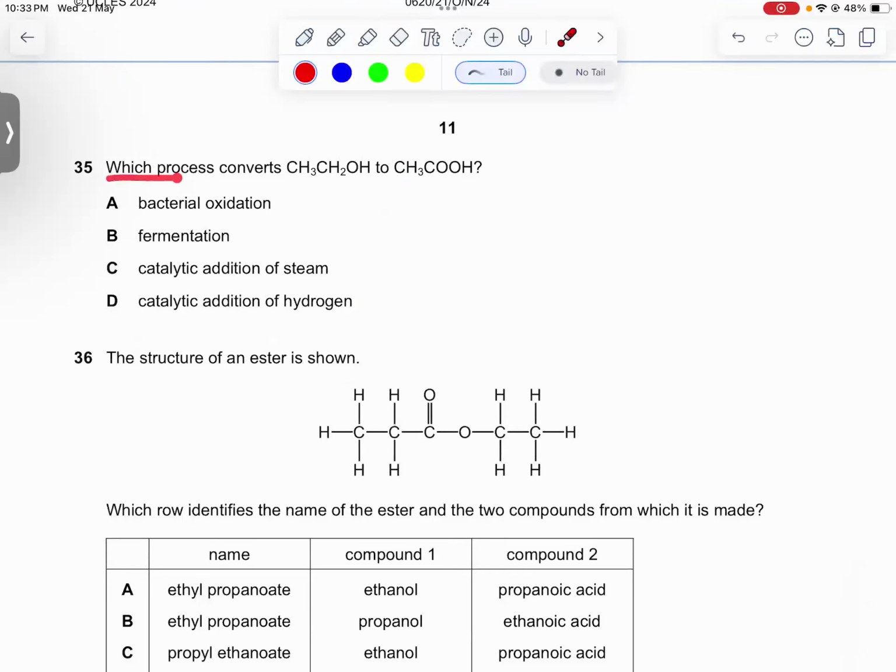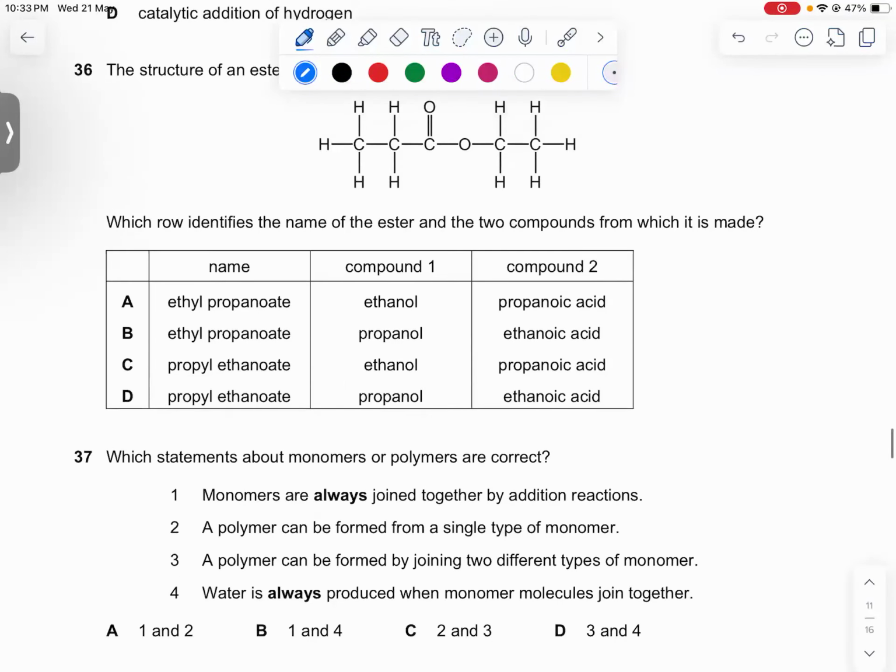Next question. Which process converts CH3CH2OH to CH3COOH? Meaning alcohol to carboxylic acid. It is called oxidation, and none of them say oxidation except option A, bacterial oxidation. Non-bacterial oxidation, like using potassium dichromate or KMnO4, potassium permanganate, are also methods of oxidation.